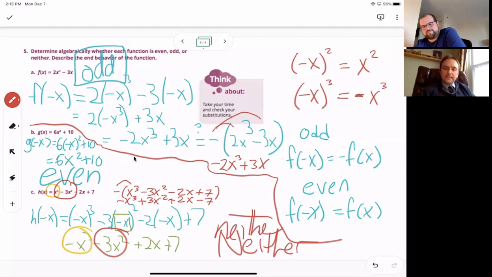And the reason I said at the beginning of C, hopefully they're thinking, is because in A, x cubed and x are both odd. In B, x squared is even, and 10 is just a number, so it's not going to change. But in C, we have an odd piece, an even piece, an odd piece, and then a constant. So if you notice that sort of structure, that gives you a hint that maybe we're not going to be odd or even. I like it.